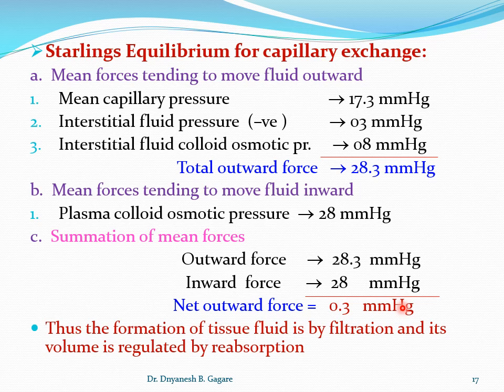हमेशा थोड़ा capillary से जो भी fluid आउटसाइड फिल्टर होता है उसमें से almost पूरा is again reabsorbed, but slightly remains there because there is a slightly more outward force than the inward force, and that becomes the 0.3 millimeter of mercury.